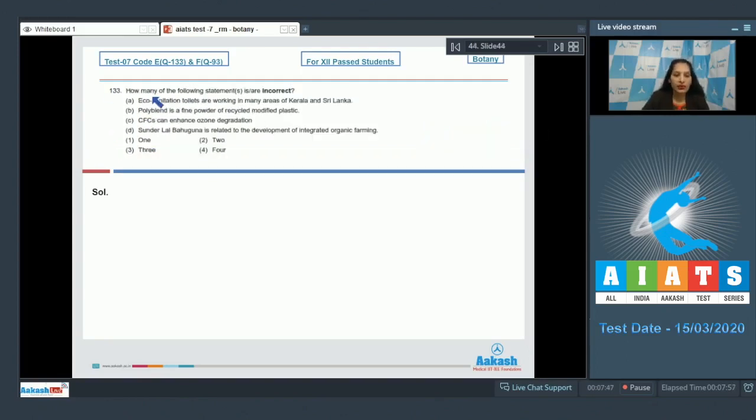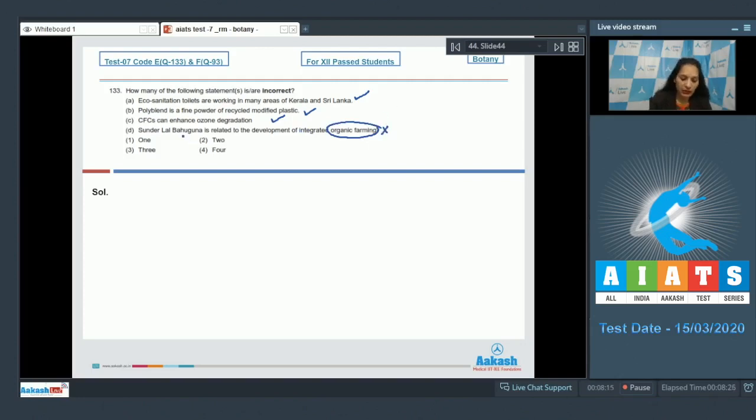Question number 133. How many of the following statements are correct? A. Eco-sanitation toilets are working in many areas of Kerala and Sri Lanka. True. Poly blend is a fine powder of recycled modified plastic. True. CFCs can enhance ozone degradation. Correct. Sundar Lal Bahuguna is related to the development of integrated organic farming. No, it was Mr. Dagar.